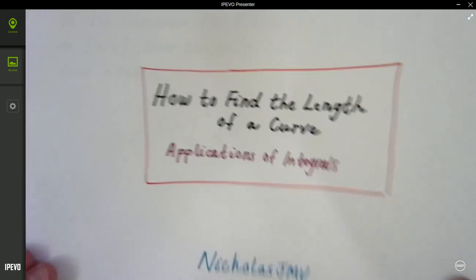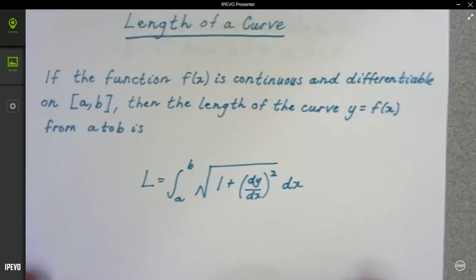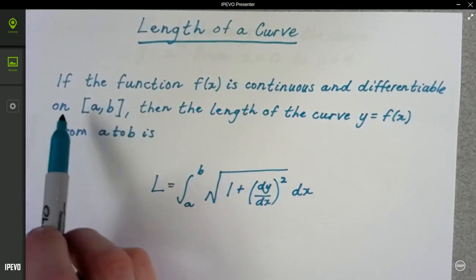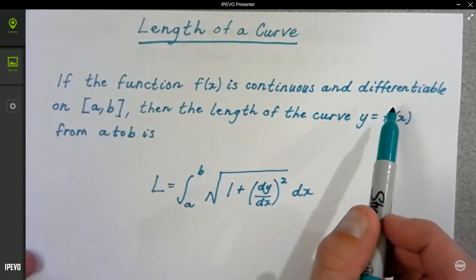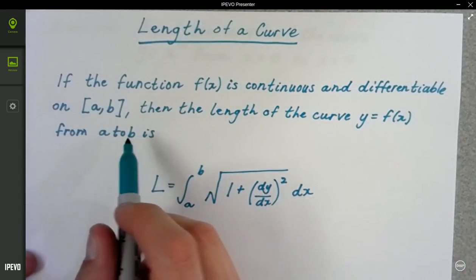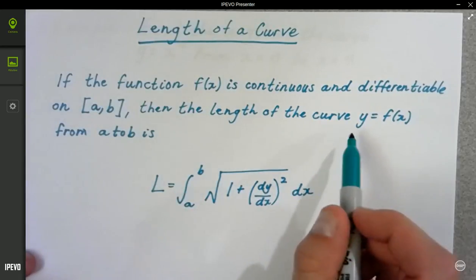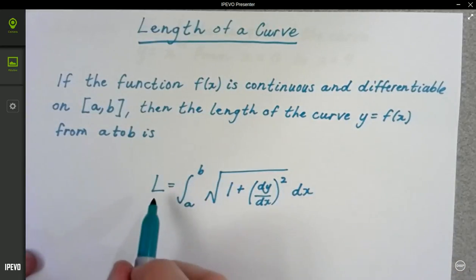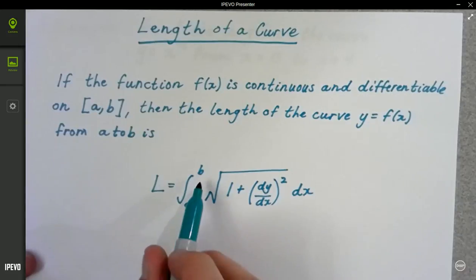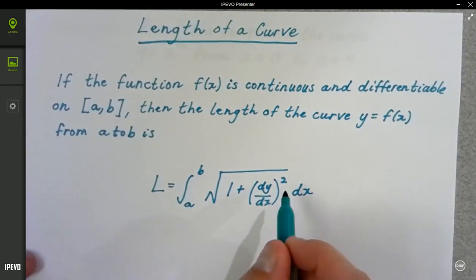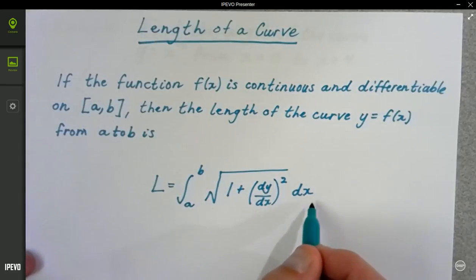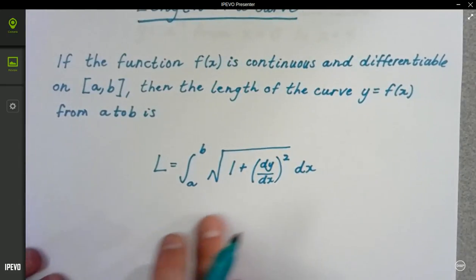Okay, so let's go ahead and look at the definition. To find the length of a curve, here's what we need to know. The function f of x needs to be continuous and differentiable over that entire interval, and the length of the curve is then found by the integral from a to b of the square root of 1 plus dy dx squared, and then you're taking the integral with respect to x. So here's the formula that we're going to use.